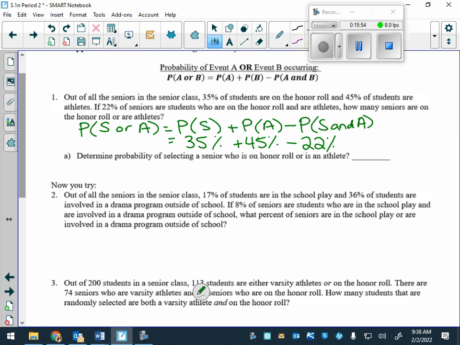So what do we end up getting? What's the percentage probability of selecting a senior who is on the honor roll or is an athlete? Riley? It would be 50%. Good.